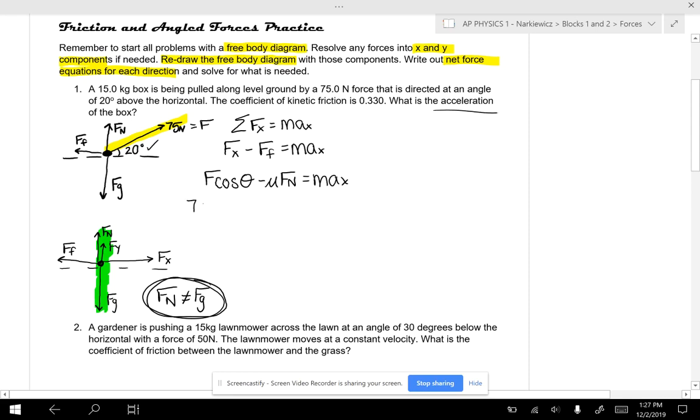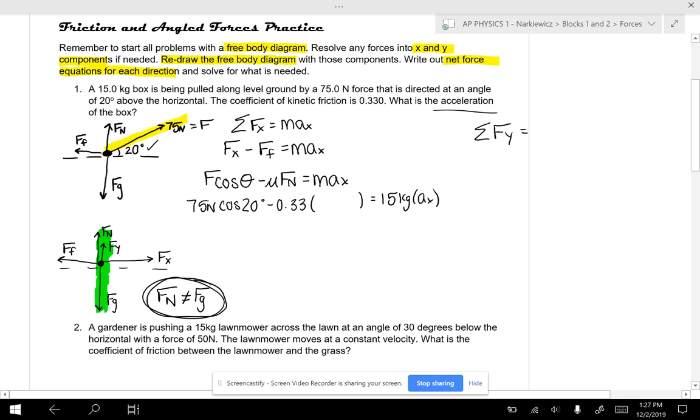So I know that the F is 75 newtons, cosine of 20 degrees. I know that mu is 0.3, and I don't know the normal force yet. Mass is 15 kilograms, and I'm looking for acceleration. So since I don't know the normal force, and the normal force is in the y direction, I'm going to go ahead and write out my y direction equation.